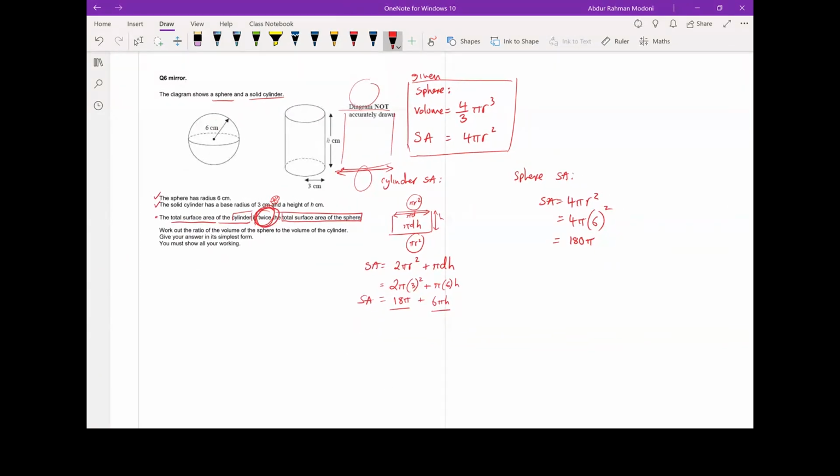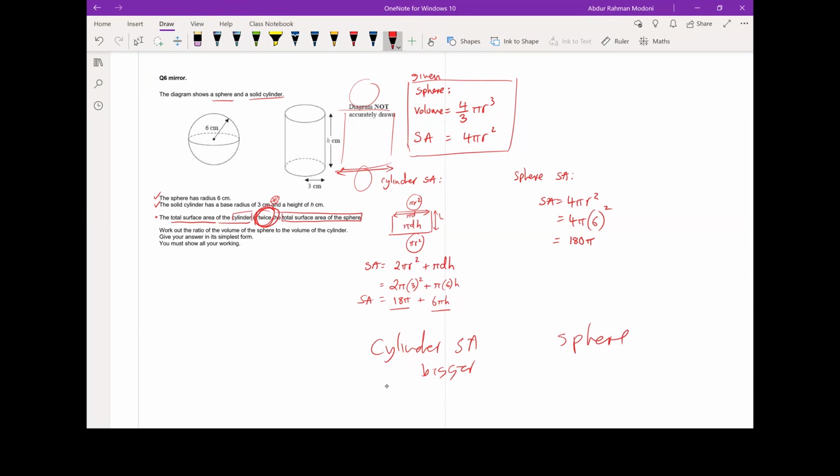It tells us that the total surface area of the cylinder is twice that of the sphere. What that basically means is the surface area of the cylinder is bigger, because it says the total surface area of the cylinder is twice that of the sphere. So we understand that the cylinder, so I'll write down here cylinder surface area bigger, and I'll write down here sphere.